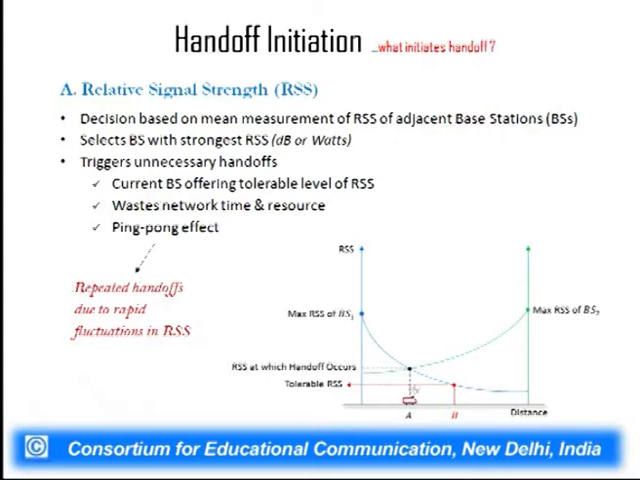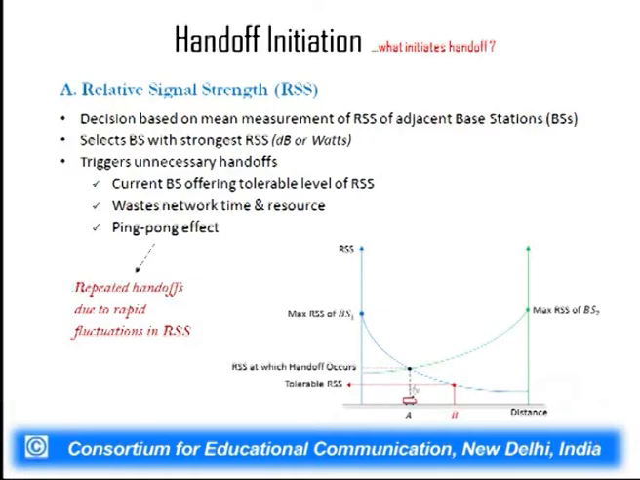Now, handoff initiation. There are different cases for approaching this type of problem. So going with the first one is relative signal strength, or RSS for short. In this method, the decision for deciding whether a handoff should take place or not is taken by the mobile device and it is purely based on the mean measurement of the RSS of adjacent base stations.